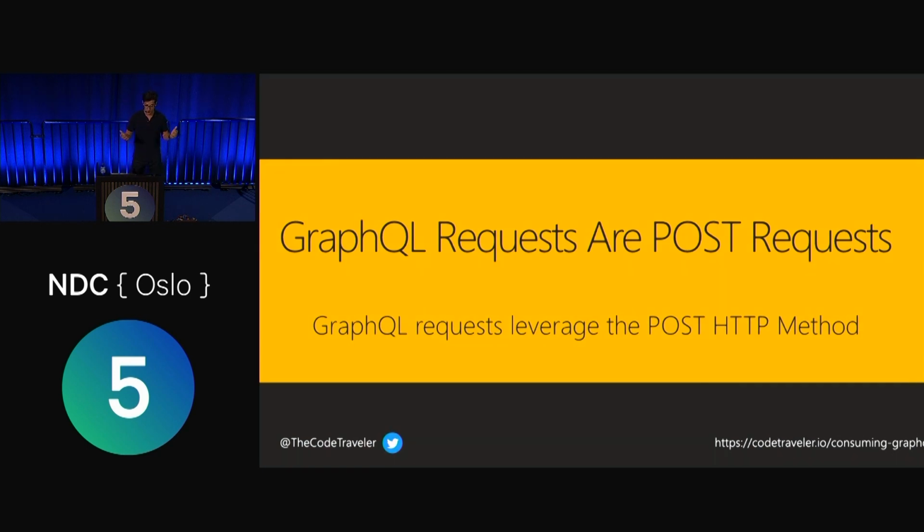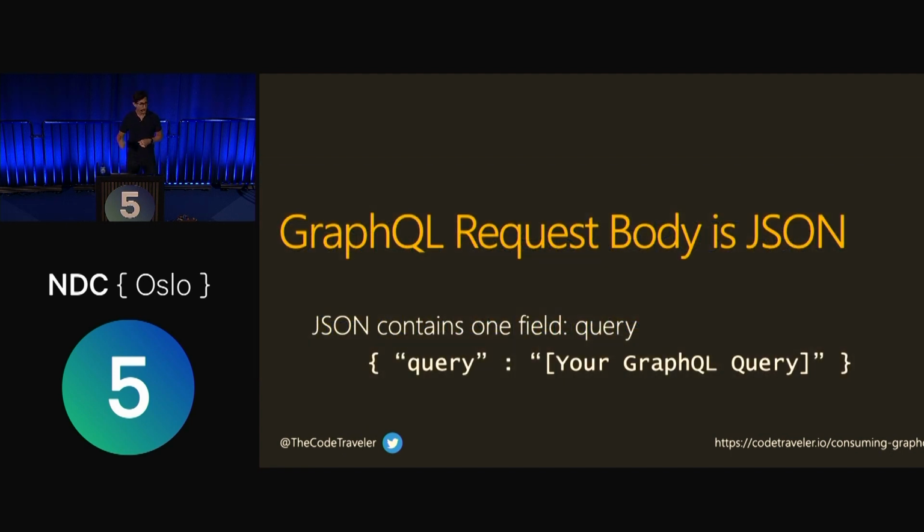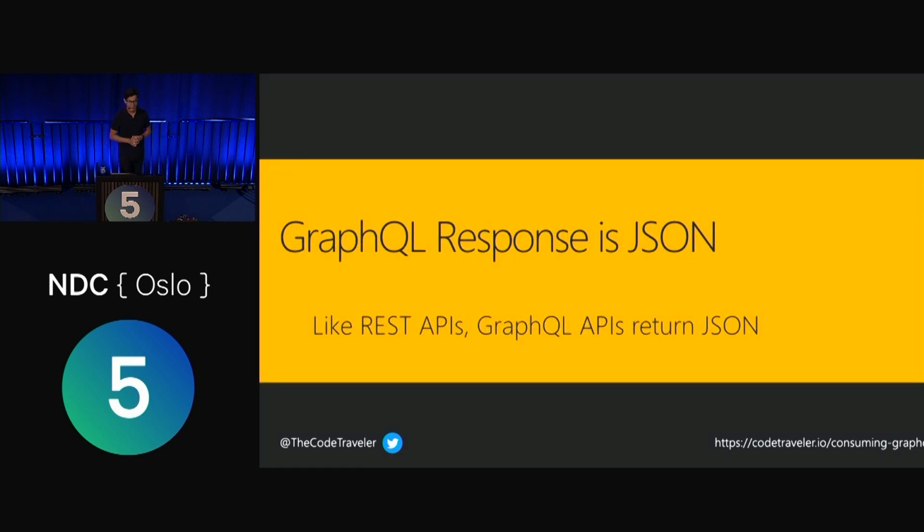GraphQL requests are just post requests. So GraphQL leverages the POST HTTP method under the hood. And again, if you know how to make a post request using HttpClient, then you already know how to make a GraphQL request as well. Just remember that the GraphQL request body is going to be one field for your JSON that's called query. And then on the other side, for the value, just copy paste in exactly what we found using the browser. And like we mentioned, that response is just JSON. So it's the same JSON we know and love. Deserialize it, and now we have C# to play around with in our code.